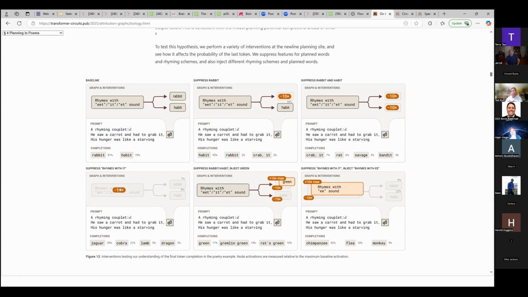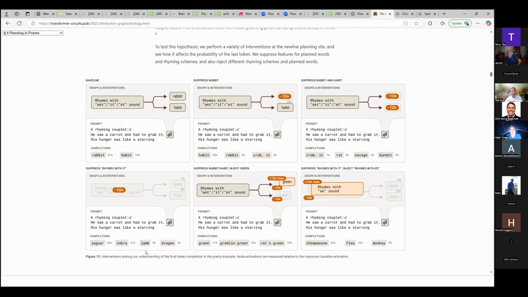What if we get rid of the "rhymes with words ending with eat, et, it" feature? You get "his hunger was like a starving jaguar, cobra, lamb, or dragon," which are very semantic completions, but just don't rhyme with the previous line. So this is a good one. This one's like, hey, right?